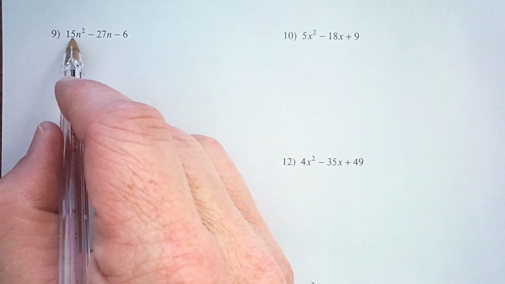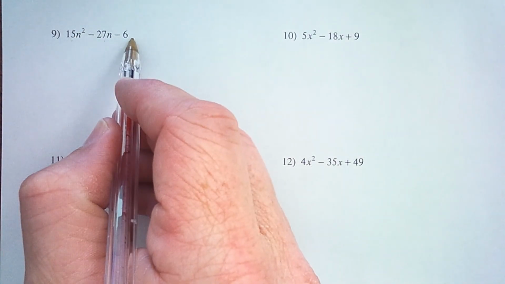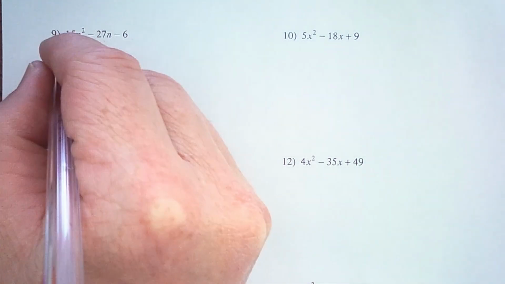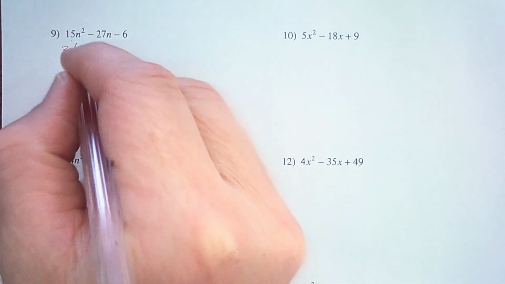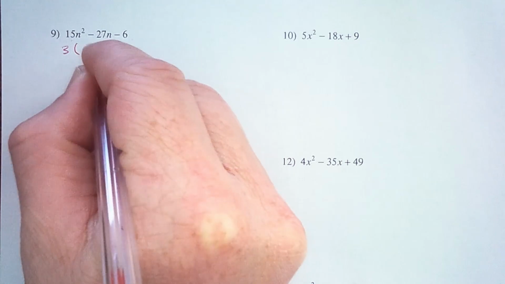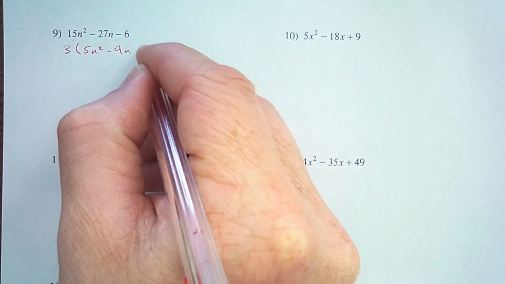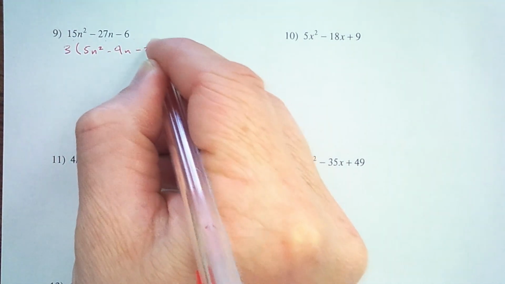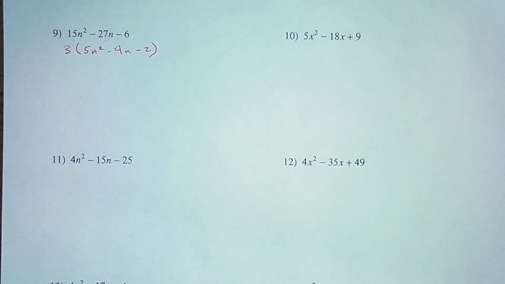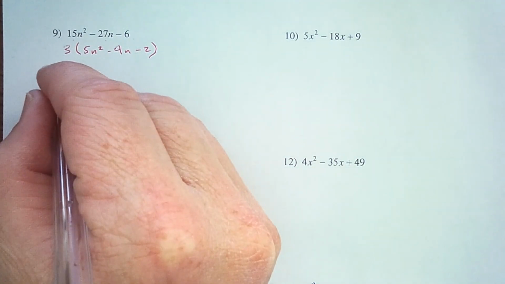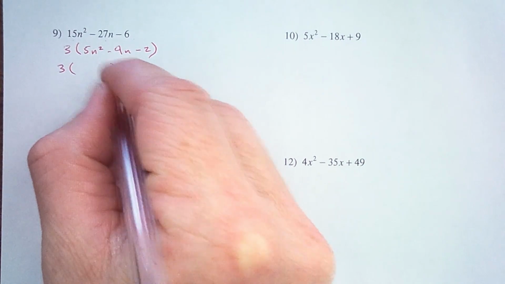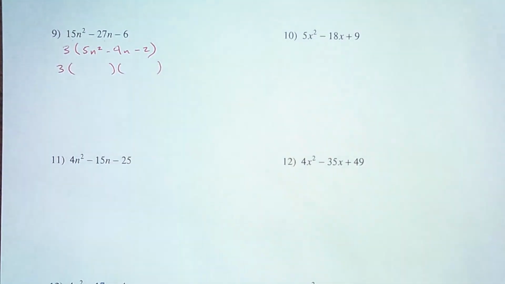Okay, so in this case, all three of these terms are divisible by 3. So I'm going to factor out a 3. And that leaves me with 5n squared minus 9n minus 2. Okay, so when I factor this, I know it's going to look like this: 3 times a binomial times another binomial.